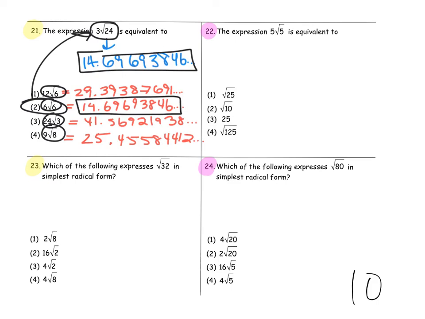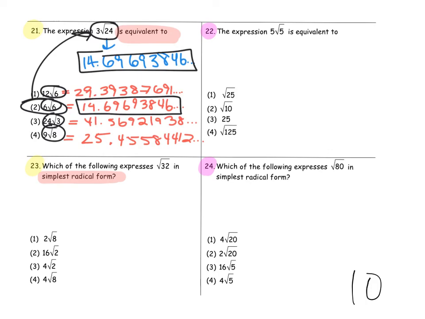Now for question 23, I want you to notice the difference in the wording here. For question 21, it just said which is the equivalent. 23 says which of these is in simplest radical form. There's a difference. Equivalent just means I want them to have the same value. Simplest radical form is I want it simplified the most.